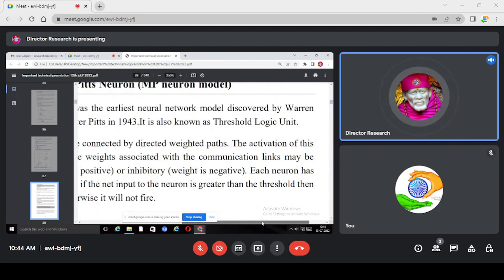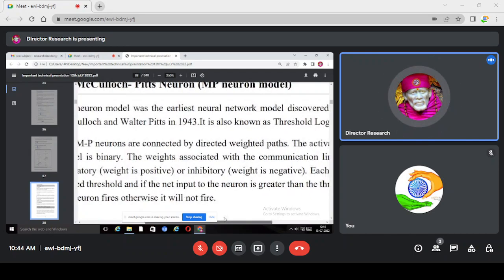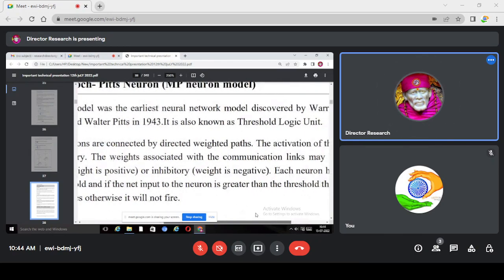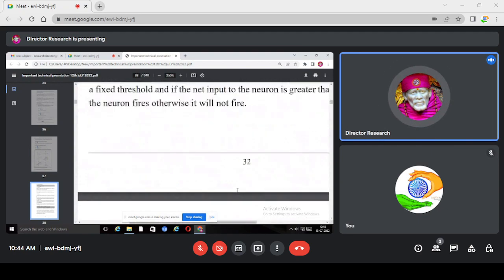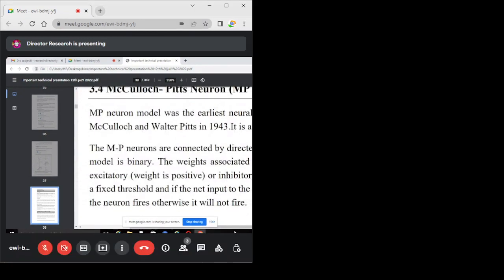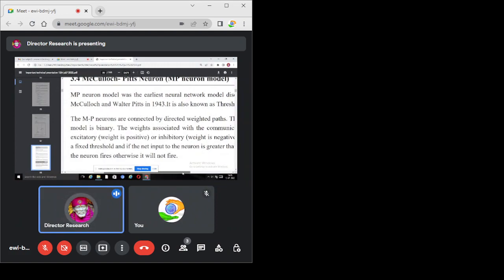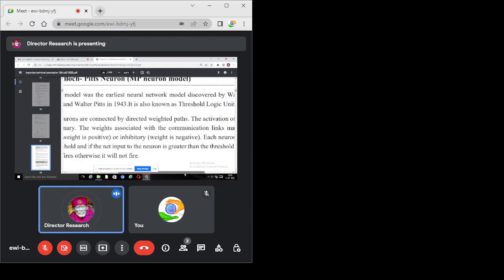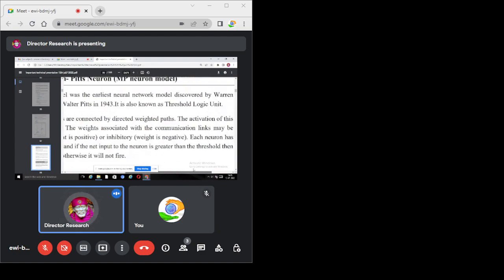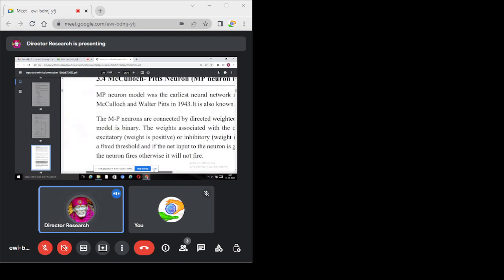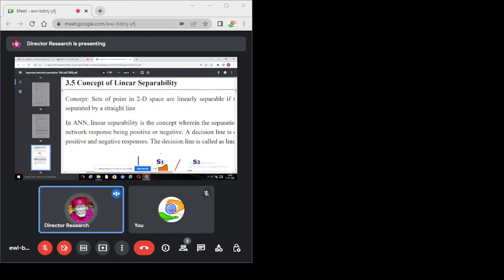Each neuron has a fixed threshold, and if the net input to the neuron is greater than the threshold, then the neuron fires, otherwise it will not fire. Again, I am repeating the logic. Each neuron has a threshold. If the net input to the neuron is greater than the threshold value, then the neuron fires.